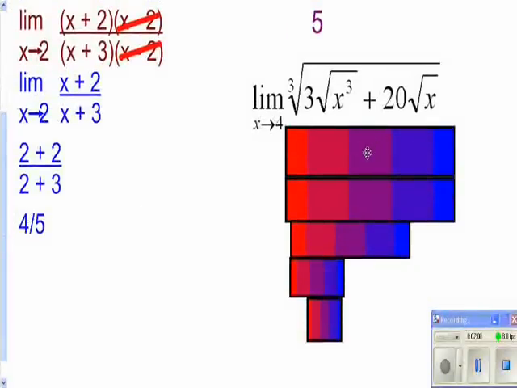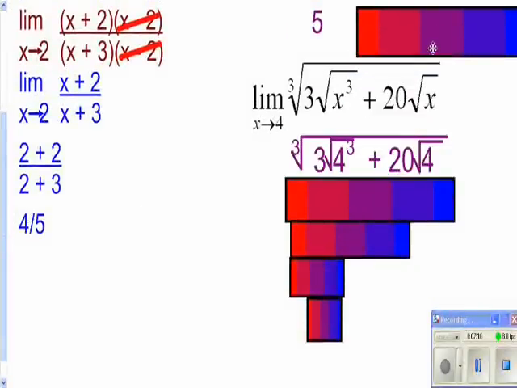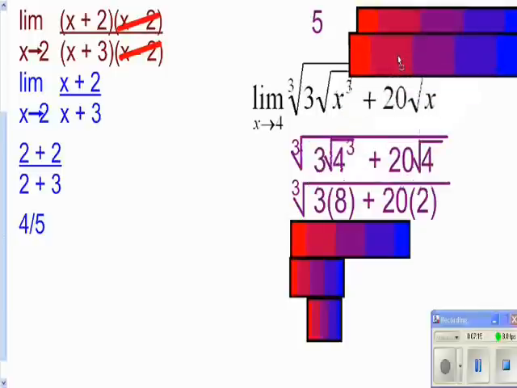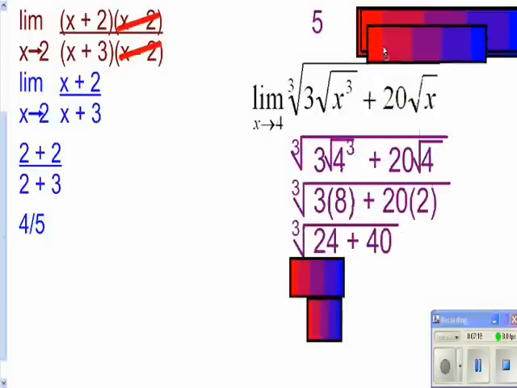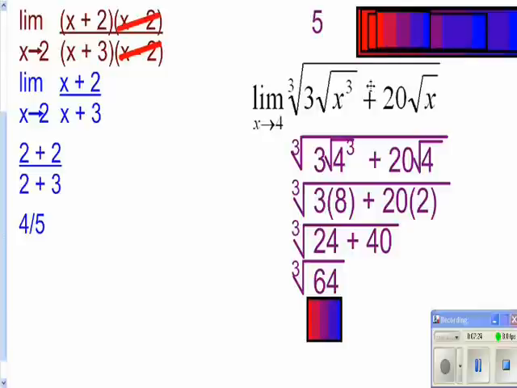Plug in our 4. Do a little bit of simplification here. Get 24 plus 40. Cube root of 64. And you should know that that's just 4, so that's your answer.